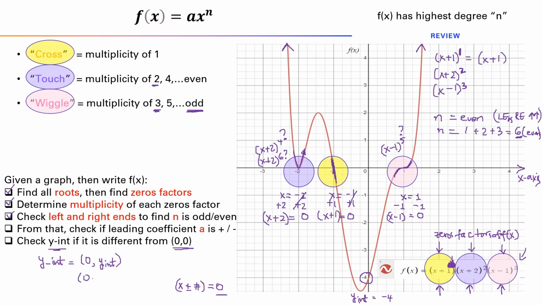In this case, we have (0, -4). That's the point right here. Now we know that if both the left end and right end go up, it means the leading coefficient a is positive, right?